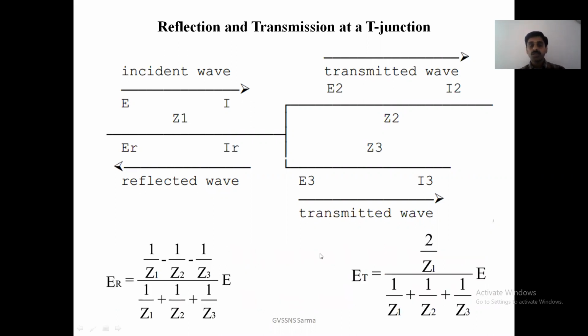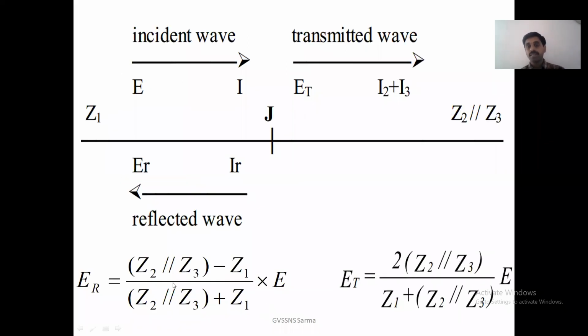So for this T junction, from there you can obtain ER and ET from these expressions. ER is equal to this, 1 by Z1, and these two are parallel, divided by the sum of all the impedances. ET is equal to 2 times Z1 divided by the sum of all the impedances. So we have to keep this in mind and go for a discussion. ER can be written like this: Z2, Z3 parallel. When a line is like this, junction J, Z2 and Z3 are parallel. You can write like this: Z2, Z3 parallel minus Z1, that is, the parallel combination of these two minus Z1, divided by the parallel combination plus Z1, into E.